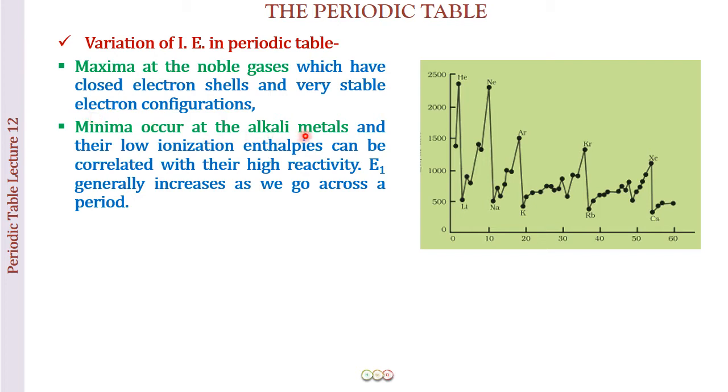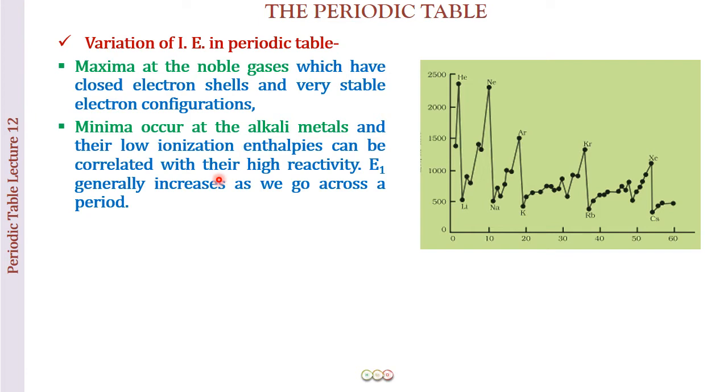The alkali metals have low ionization enthalpy. That can also be seen from their electronic configuration. All of them have one electron in their outermost shell, which they want to lose so that they can get the nearest noble gas configuration. And hence they have low ionization enthalpies, and this can also be correlated with their high reactivity.